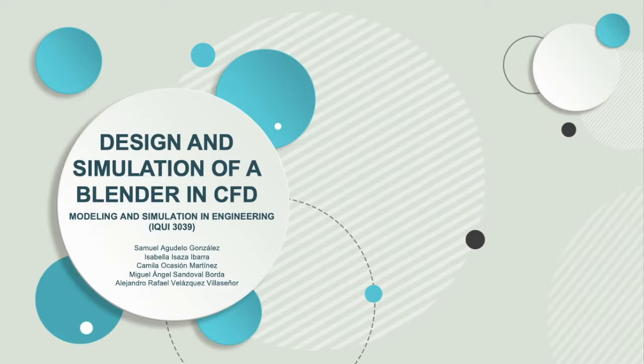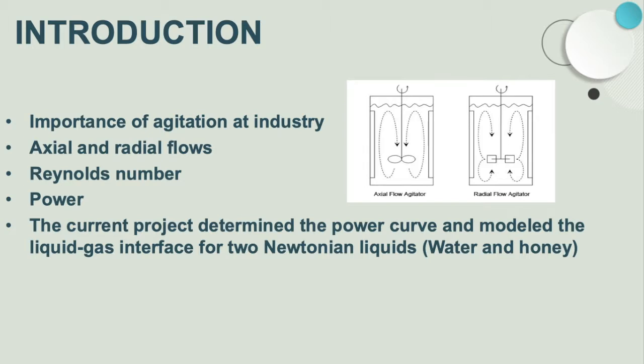Design and simulation of a blender in CFD by group number 12. In the chemical industry, agitation is very important. There are two types, axial and radial, which differ in the way they impel the fluid. Some important variables in this process are the power, related by the power number, and the Reynolds number, which indicates the regime under which the movement is generated.